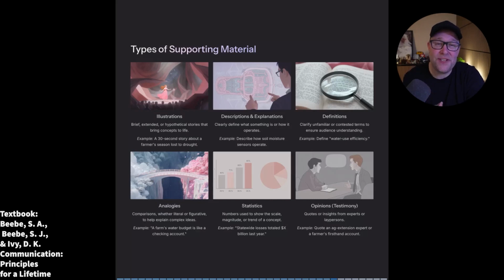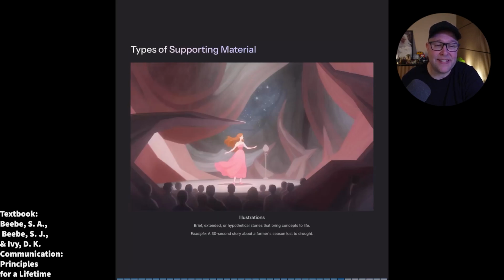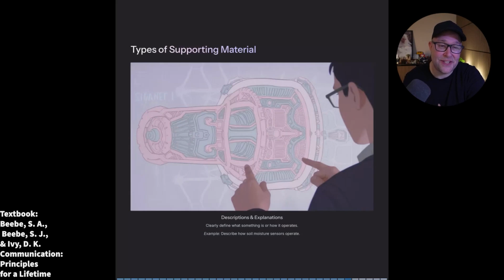Illustrations, descriptions and explanations, definitions, analogies, statistics, and opinions or testimony are all types of supporting material. Illustrations are brief, extended, or hypothetical stories that bring concepts to life. For example, a 30-second story about a farmer's season lost to drought. Descriptions and explanations clearly define what something is or how it operates. For example, describing how soil moisture sensors operate.